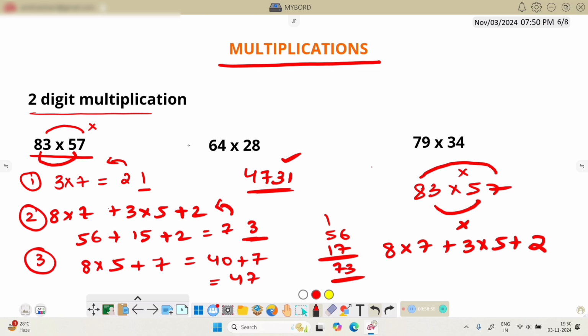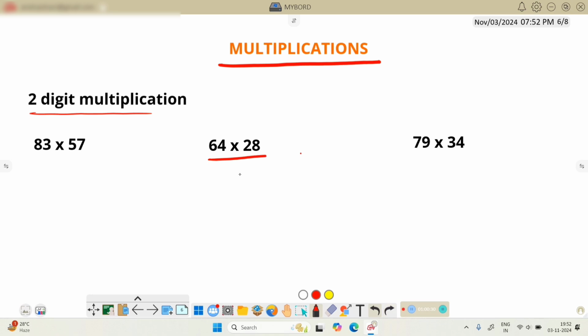See, this trick is applicable to any two-digit multiplication. Here they have given 64 into 28. See, the first step is you have to multiply the unit digits 8 into 4. 4 8s are 32. And the next step what you should do is the first and last digits you should multiply and the middle numbers you should multiply, and you should add these numbers. See here, 6 8s are 48 plus 4 into 2 plus here the carried number 3 you should add here also.